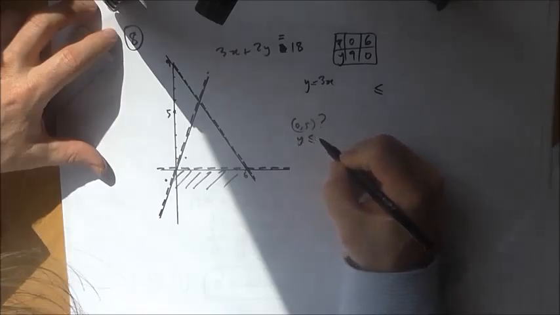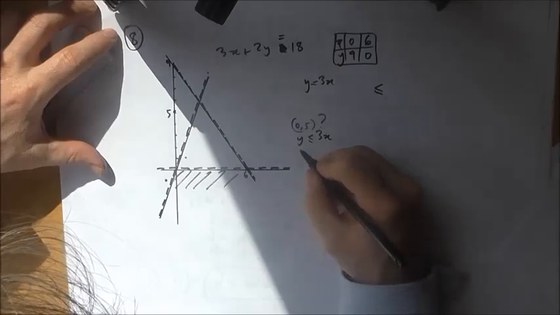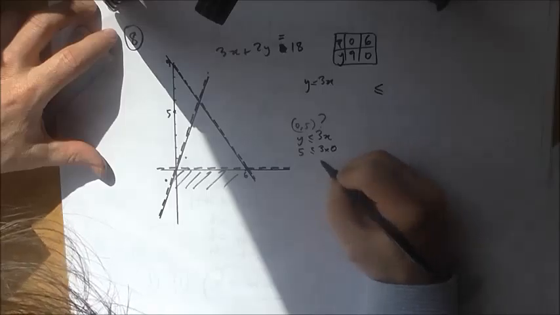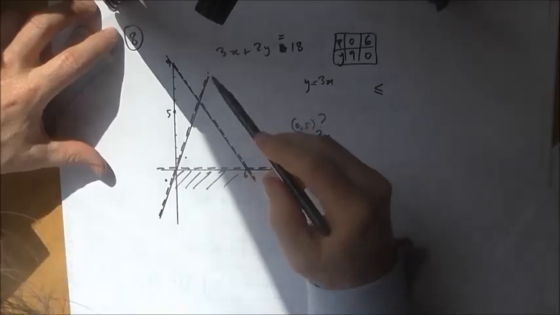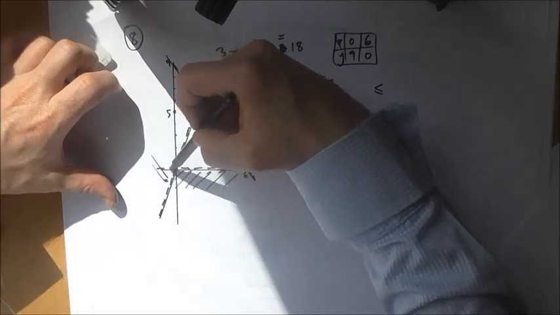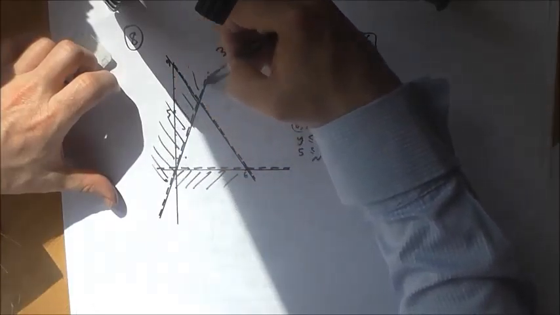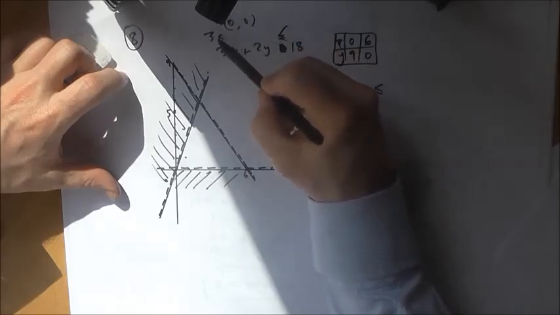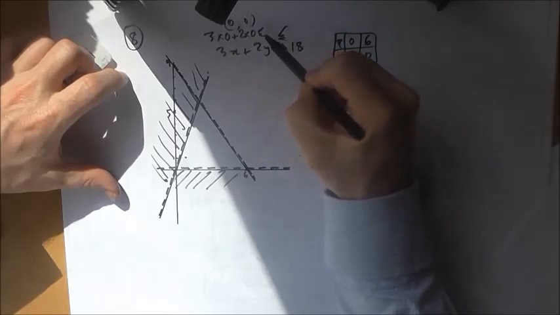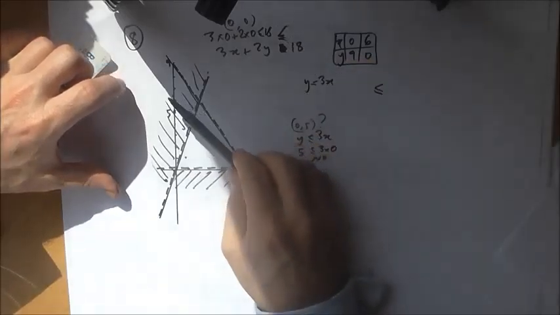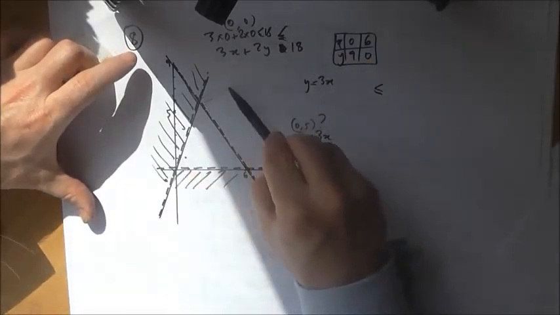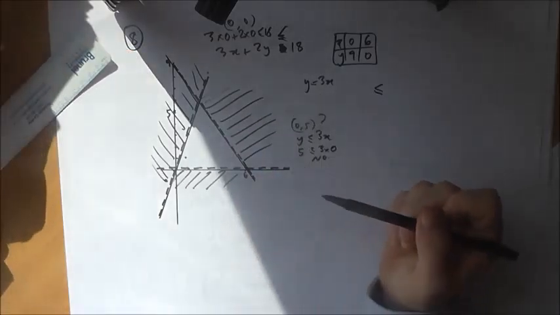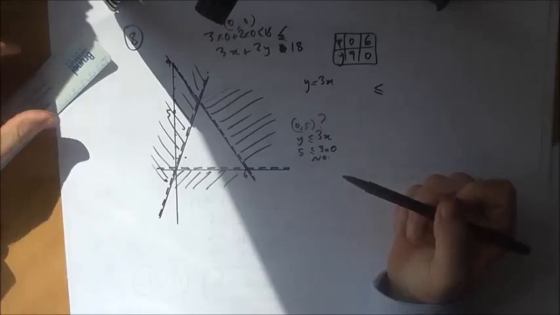Does that make this true? That is not true. 5 is not less than 0. So we do not want that, so therefore we shade it. And I'll do this one by test point as well. Let's try 0, 0. Is 3 times 0 plus 2 times 0 less than 18? Yes, it is. So we do want this side, so therefore we don't want that side. We do want the lines, therefore they're dotted, and that is Roman numeral part 1.